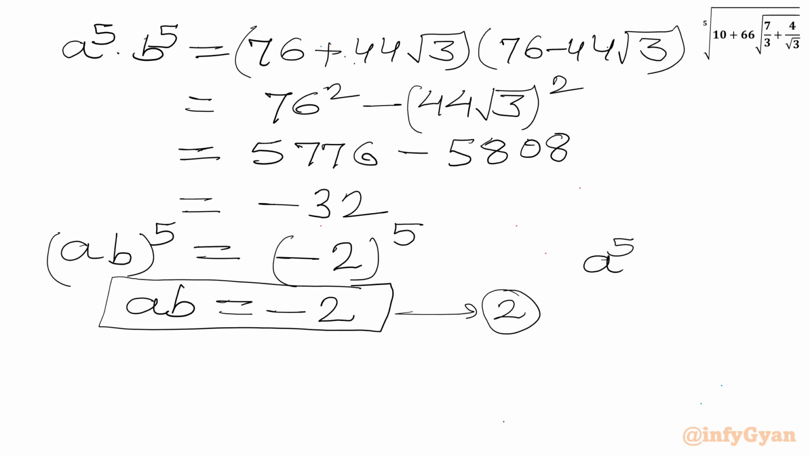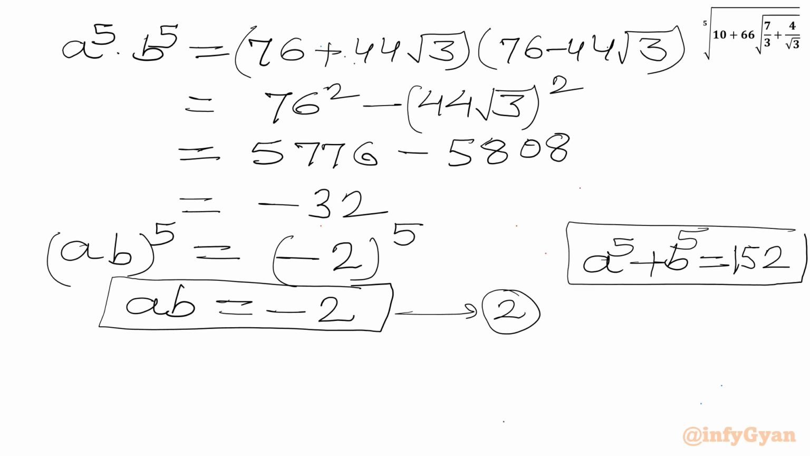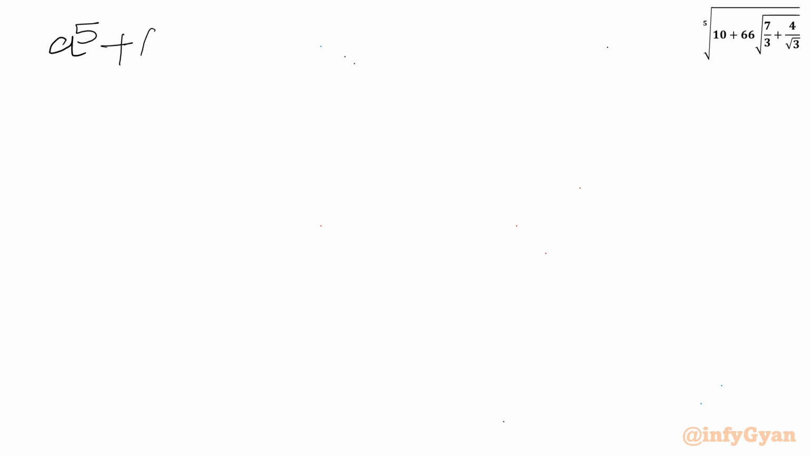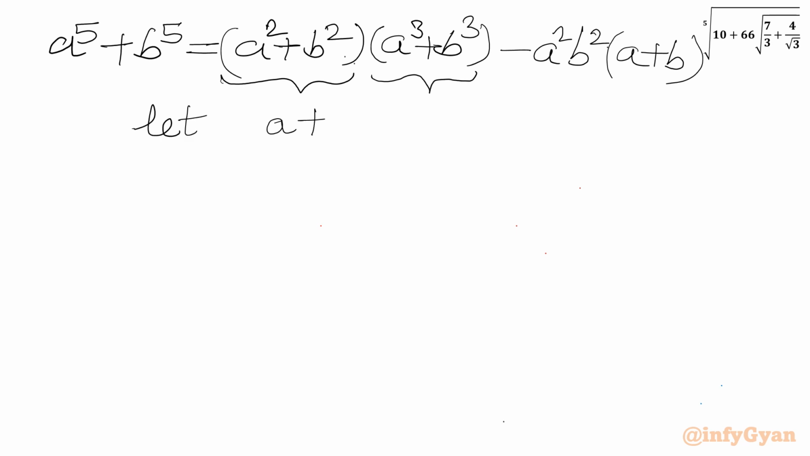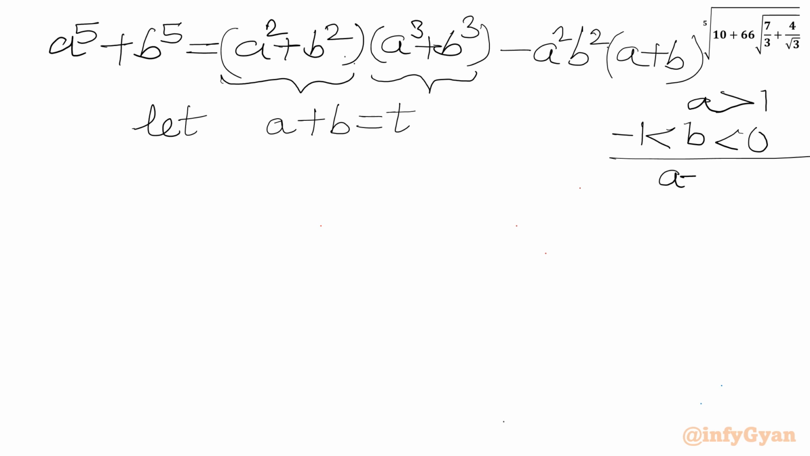Equation 1 was A power 5 plus B power 5 equal to 152. These two equations are known now. Now I will use one algebraic formula. Let me write here A power 5 plus B power 5. It is equal to A square plus B square times A cube plus B cube, minus A square B square times A plus B. So we have to find out A square plus B square and A cube plus B cube. So let us consider A plus B equal to t. The condition on A was that A is greater than 1. The condition on B was that it is in the interval minus 1 and 0. So I can conclude A plus B will be greater than 0 for sure. So t must be positive.